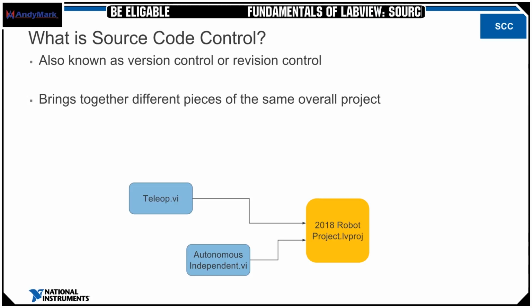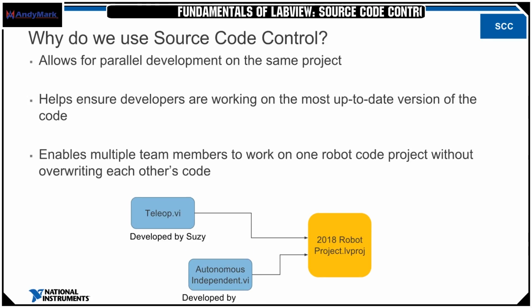Looking at the next slide, why do we use source code control in the first place? It does allow for parallel development on the same project. It helps ensure that developers are all working on the most up-to-date version of the code. So you're not sitting here making code updates to one version when Tommy across the room has a newer version, and when he pushes his updates, yours are going to get overwritten. That's what source code control helps prevent.